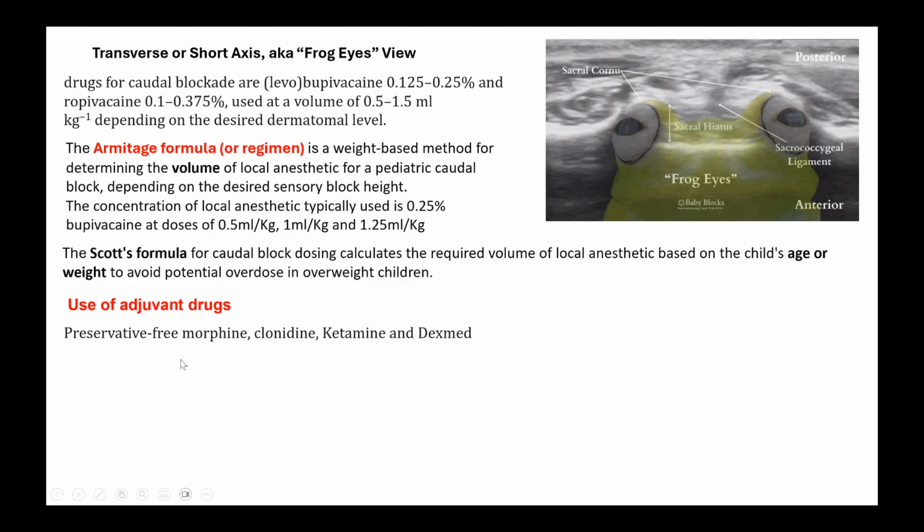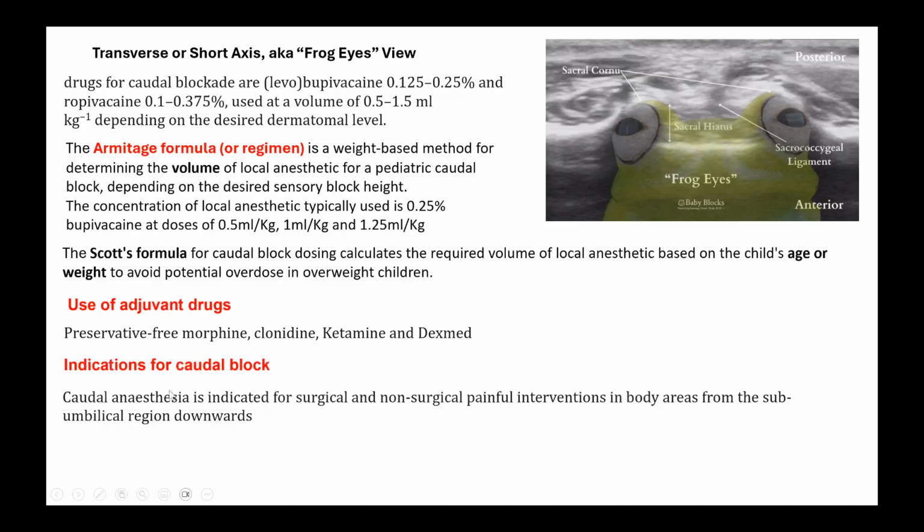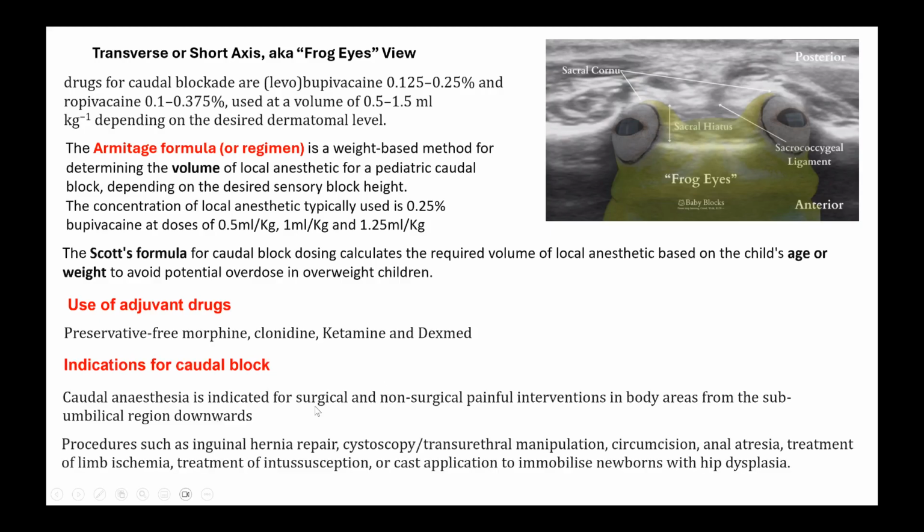Some of the adjuvants that can be added to the anesthetics are morphine, clonidine, ketamine, and dexmedetomidine. Indications for caudal anesthesia are surgical and non-surgical painful interventions in body areas from the subumbilical region downwards. It is usually used in pediatrics, but it can be used in adults also as a method of pain relief for chronic pain.